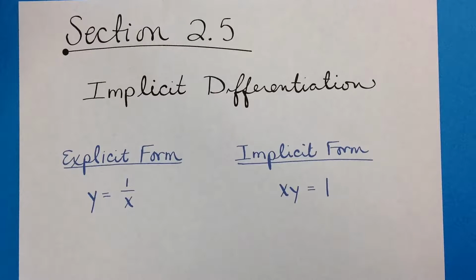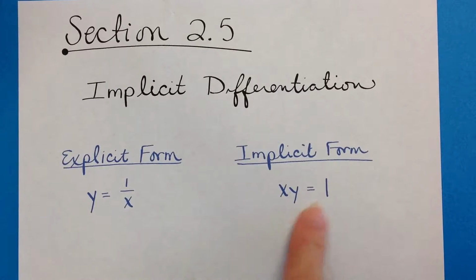Alright, section 2.5 is still continuing with derivatives, but this is called implicit differentiation. So what you're seeing here is an explanation of the difference between an equation written in explicit form versus implicit form. When your equation is solved for y, you've got y on one side by itself in terms of x, then that's referred to as explicit form. If your equation is written with a mixture of your x's and y's, in which you don't have your y isolated, then that's referred to as implicit form.